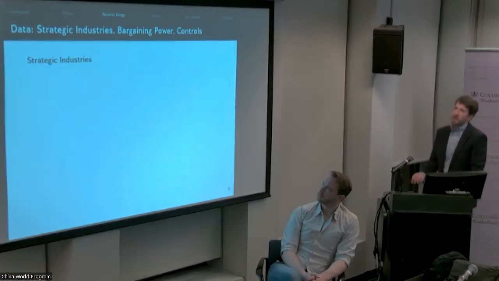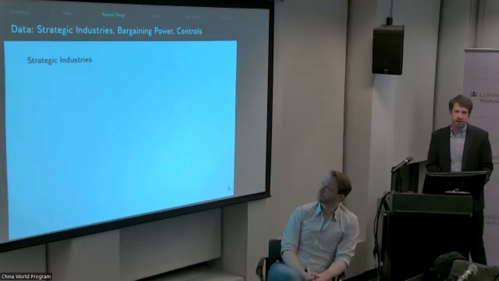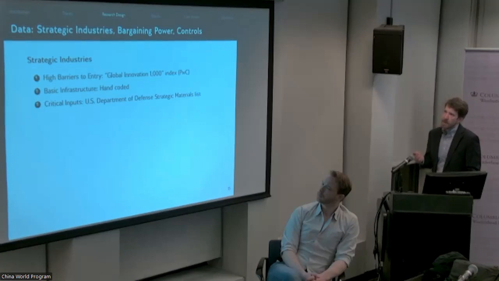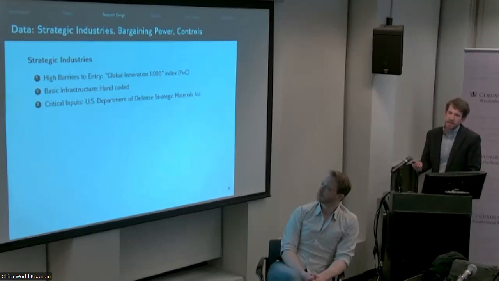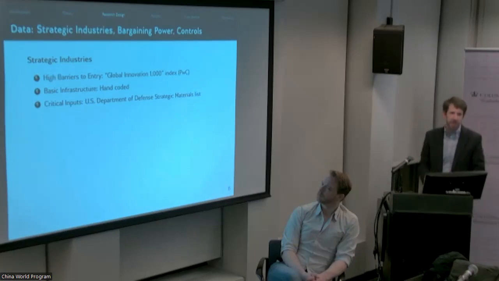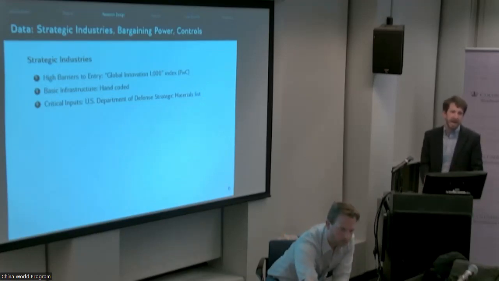Okay, so as I said, the explanatory variable is the interaction between the strategic status of an industry and China's bargaining power in that industry. Now, I'm interested in the impact of something like objective strategic interests on China's behavior. So for my main measure, I want a measure of strategic industry that is going to be exogenous to Chinese government policy documents themselves, because at the end of the day, I don't know the data generating process behind some of those government policy documents.